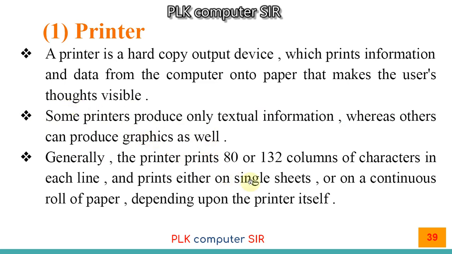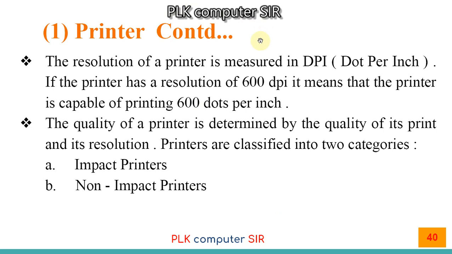Generally the printer prints 80 or 132 columns of characters in each line and prints either on a single sheet or a continuous roll of paper, depending upon the printer itself. So according to which type of printer you are using, it will print accordingly. Printer continued. The resolution of a printer is measured in dpi, that is dots per inch. If the printer has a resolution of 600 dpi, it means that the printer is capable of printing 600 dots per inch. The quality of a printer is determined by the quality of its print and its resolution.